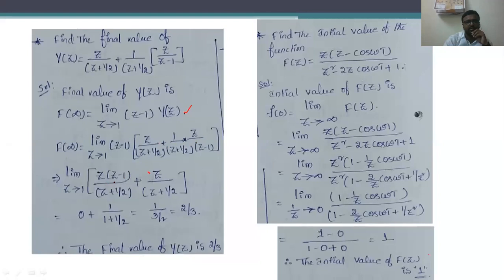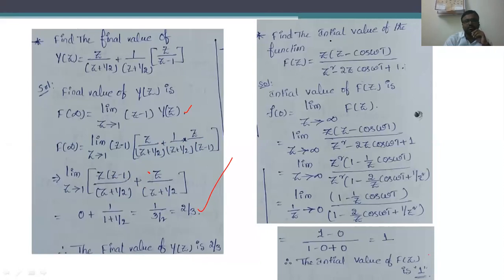Here, we have to substitute the value 1 for z. 1 minus 1 is 0. And here, 1 divided by 1 plus 1 by 2, that is 1 by 3 by 2. Finally, we get the final value of y of z as 2 by 2, that is, y of z is equal to 2.